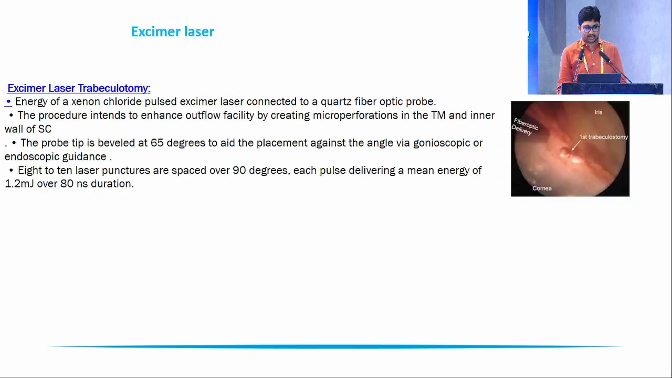And when coming to the excimer laser trabeculotomy, it uses the energy of a xenon chloride pulsed excimer laser connected to a quartz fiber optic probe. This procedure intends to enhance outflow facility by creating micro perforations in the trabecular meshwork and inner wall of Schlemm's canal. So 8 to 10 laser punctures are spaced over 90 degrees, each pulse delivering a mean energy of 1.2 millijoules over 80 nanoseconds duration.